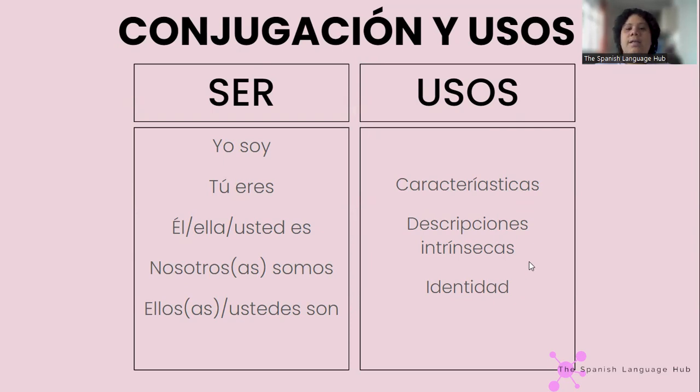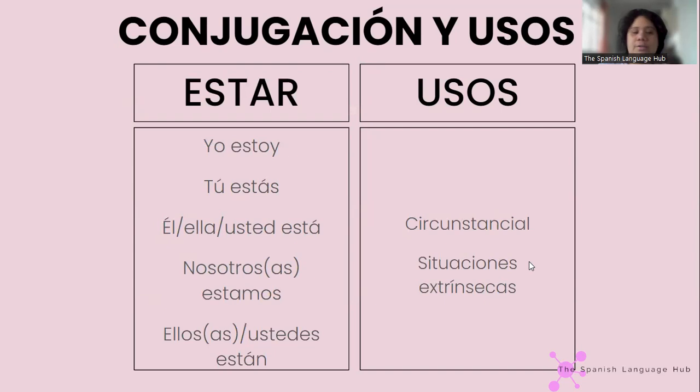So let's see. This is estar, and then we have ser. Sorry, that was ser, and this is estar. So now with estar, we talk about circumstantial situations. They don't really define anything. We just talk about something that is happening in that moment. And situaciones extrínsecas. So again, these are situations that don't define us. It's just the situations that happen outside of us. If we talk about these situations, we're not really describing anything. We're just saying what we're seeing, pretty much. And that's the general idea. Of course, we're going to see more examples.